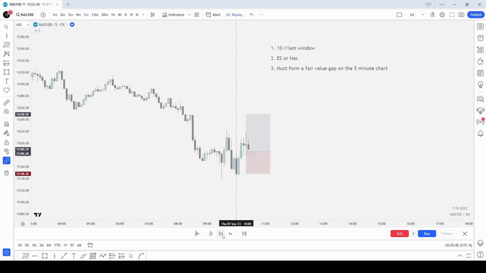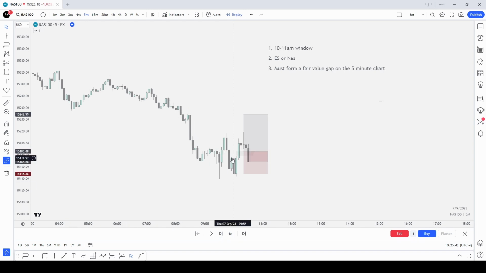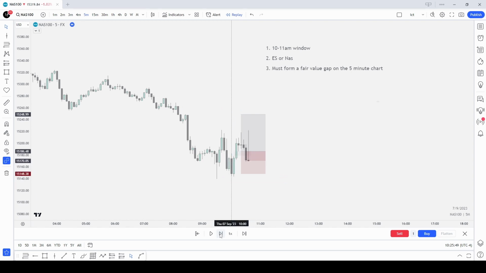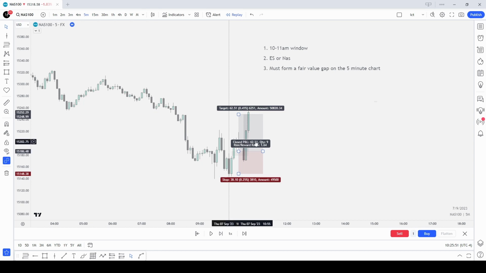Very simple strategy. As you can see, we've got a tag. We dug past the fair value gap, which is still a valid entry even though we dug into this order block, and then we shoot past into our take profit.